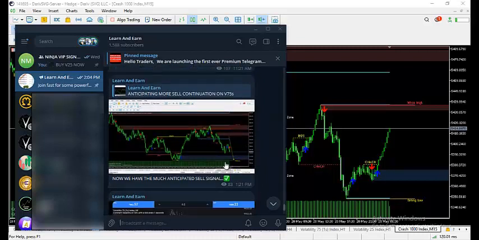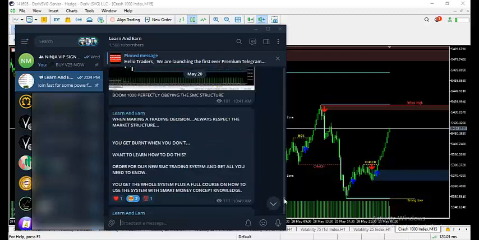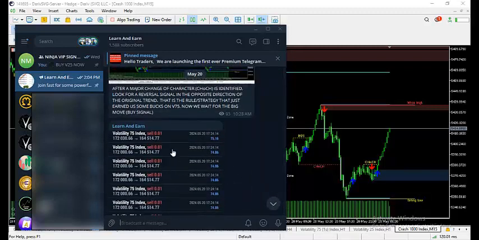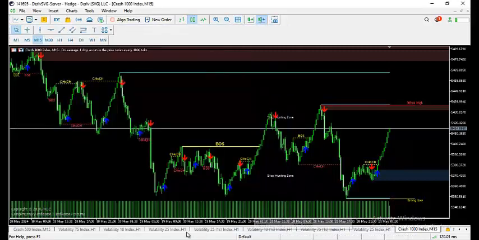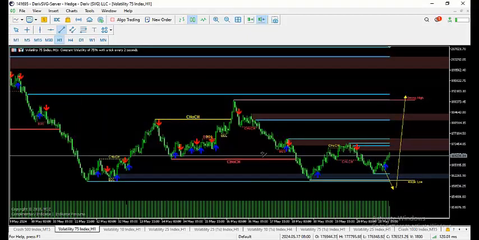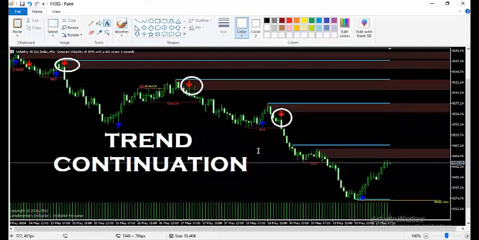Over here we said we are expecting a sell signal, and of course it really paid off. So this is what you want. This is our previous signal of V75, which gave us a lot of money, and that is this very sell over here, using the trend continuation strategy. There is another strategy we call the trend continuation strategy, and you can see that here.